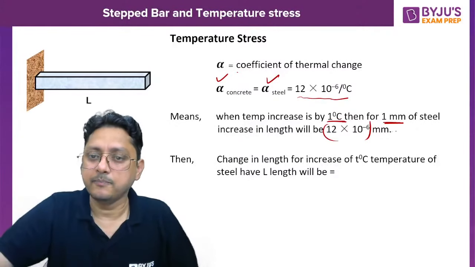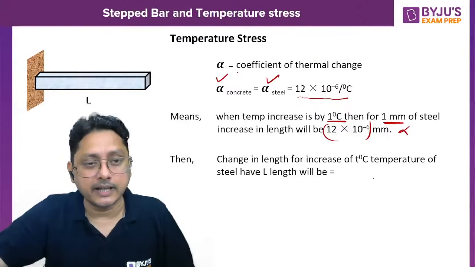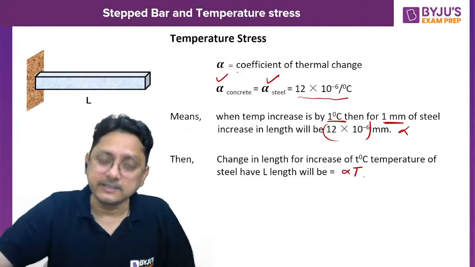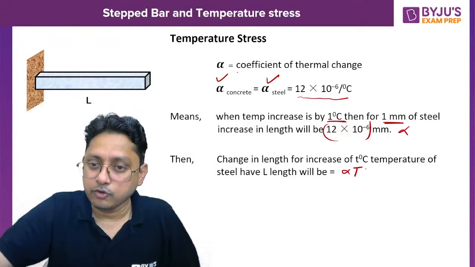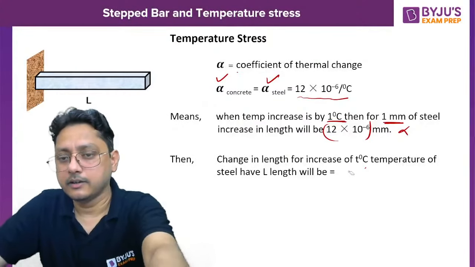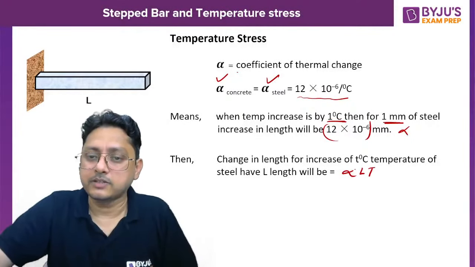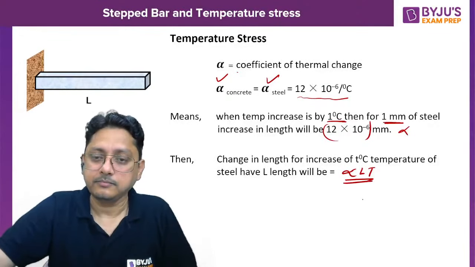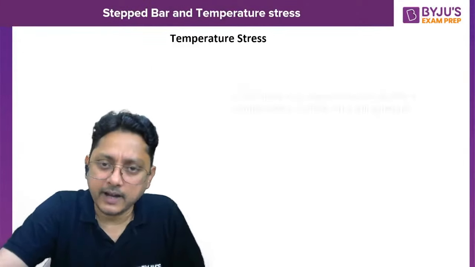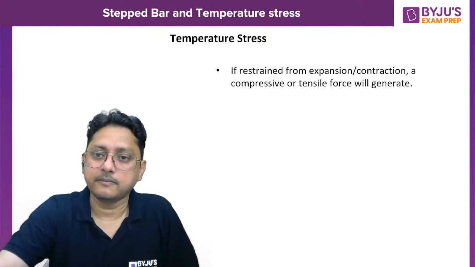This is alpha for steel. If you are raising the temperature by T degree centigrade, the change in length will be alpha T, and if you are raising the temperature for L length, it will be alpha L T. This is the free expansion of your bar due to the rise of temperature T degree centigrade. Now suppose instead of that, you have a restraint, then what will happen?